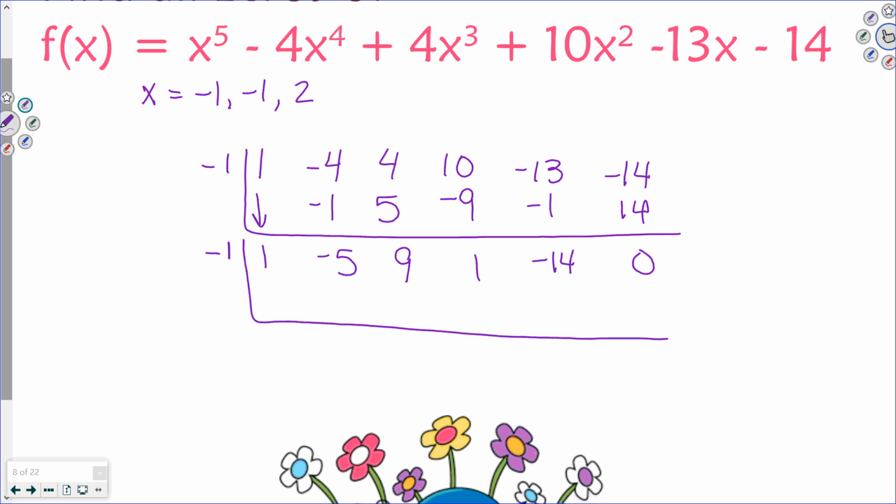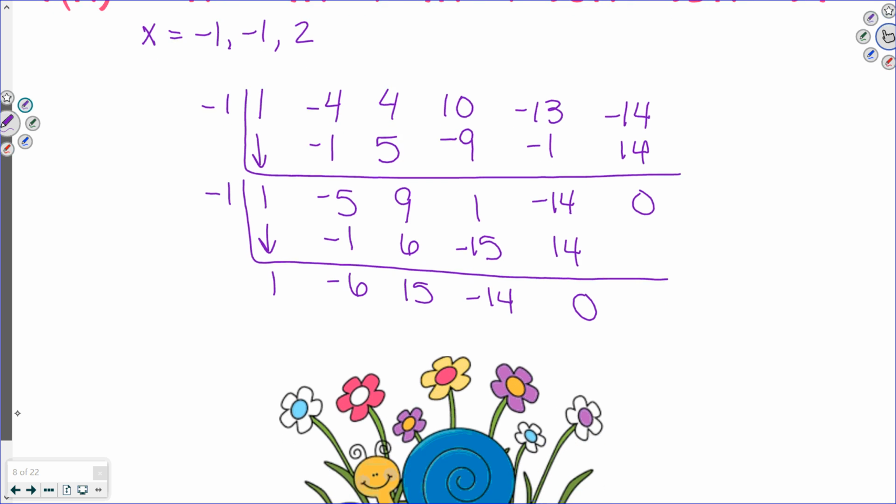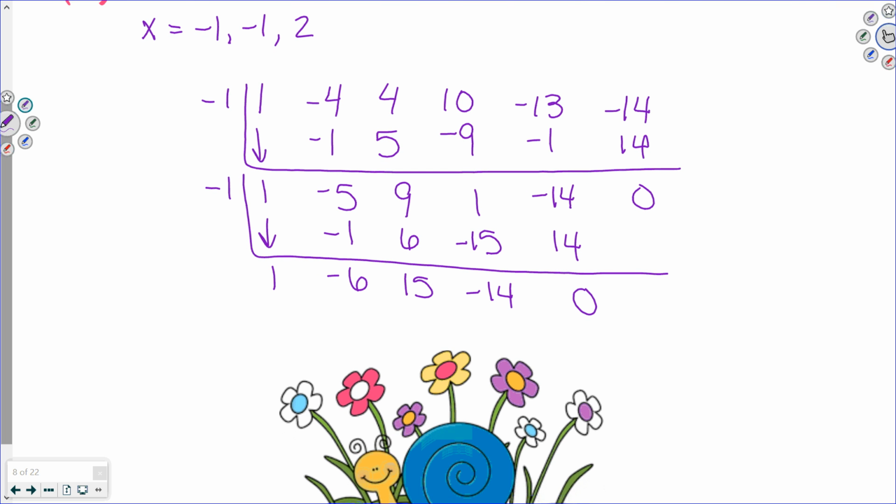All right, so -1 again, because that answer showed up twice. Multiply, add, multiply, add, multiply, add, multiply, add. Is my multiplying and adding faster than yours? That's fine. Do -1 again, because you had 2 of them. That's okay. Totally fine.